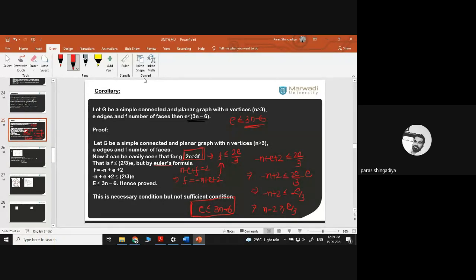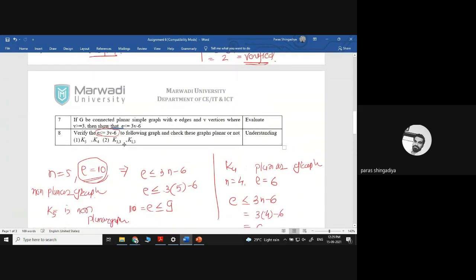Complete it, and then we'll start question number 8. Yes, that is already given in this PDF file, so you can write it later on, whenever you're free. So let's start question number 8 also. Clear? So we can finish this assignment in today's lab.